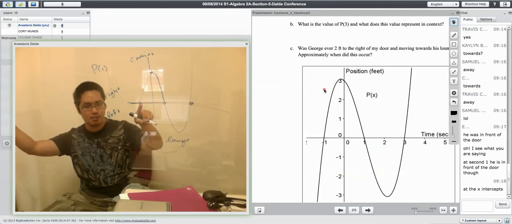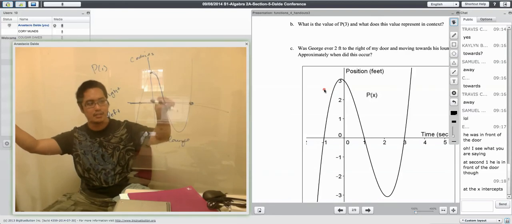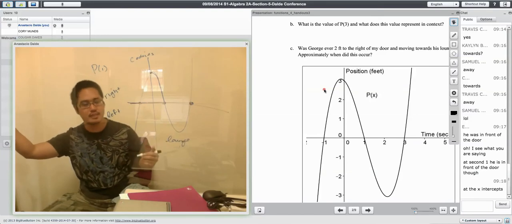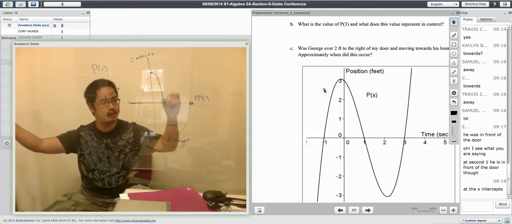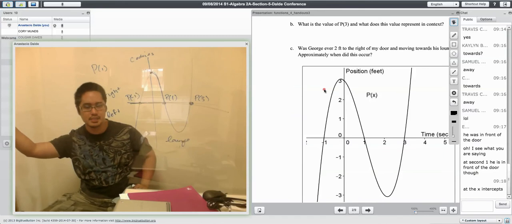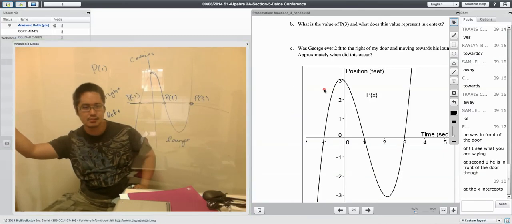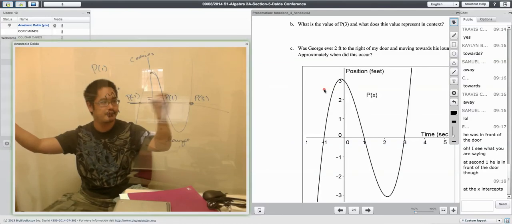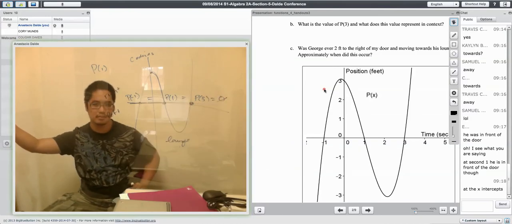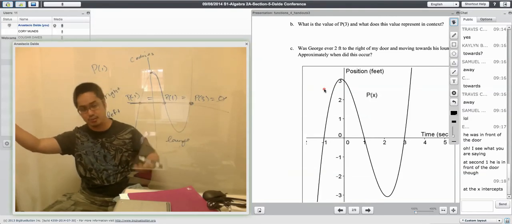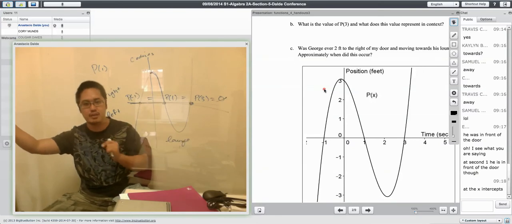Apparently, in this part he's going to the right. Over here, he's going to the left. And over here, he's going to the right again. If I were to write these equations down, this would be P of 3, P of 1, and P of negative 1. Does that make sense to you? And by the way, P of negative 1, P of 1, and P of 3 all equal 0, because it equals the y value, and the y value for each x-intercept is 0. That means he's directly in front of the door.